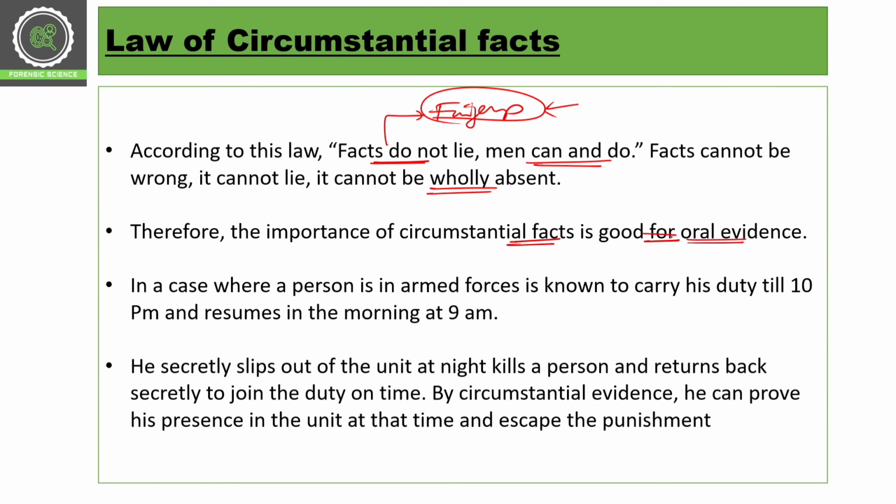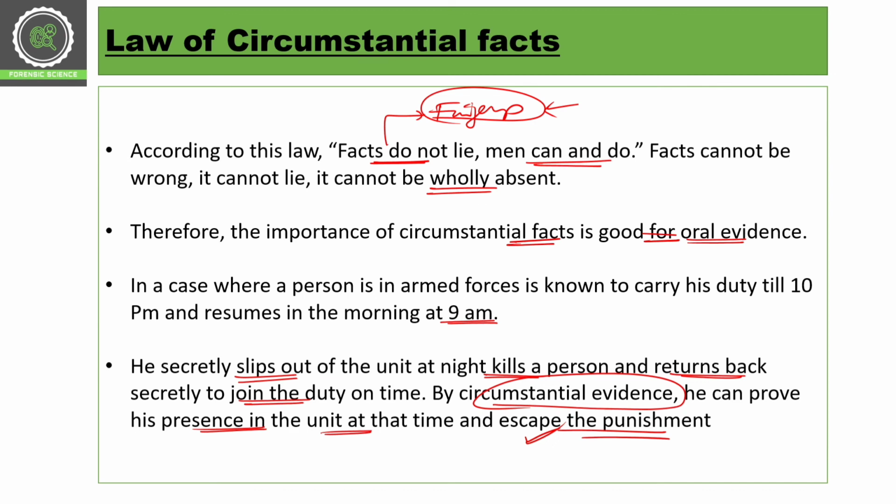Take a case where a person in the armed forces is known to carry out his duty till 10 p.m. and resumes it at 9 in the morning. He secretly slips out of his unit at night, kills a person, and returns secretly to join the duty on time. By circumstantial facts, he can prove that his presence was there at the unit at the time of that crime, and that person can escape the punishment, right? So it is really very important. Circumstantial facts are really very important.